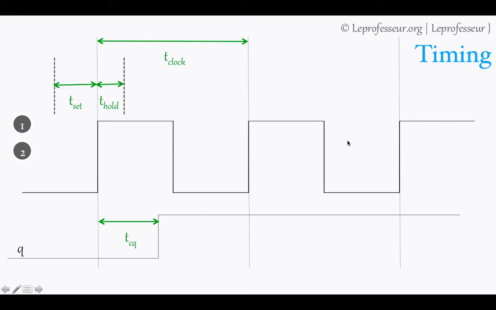And now let's talk about the clock to Q. As we said earlier, this is nothing but how much time it takes to produce the output. So if your D is changing from 0 to 1, how much time is it going to take from the clock edge to get the output at the Q pin? That is TCQ, for each of flop 1 and 2.